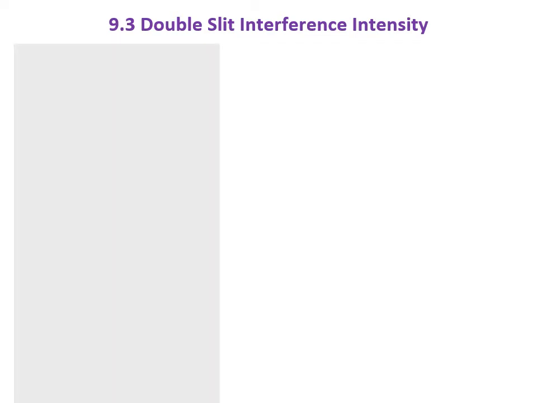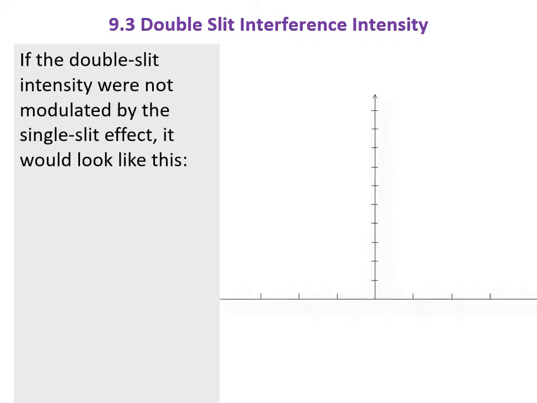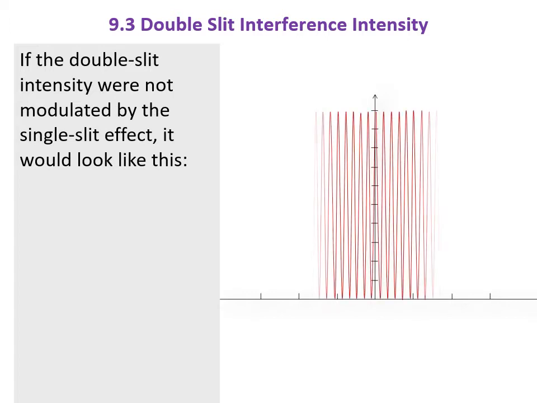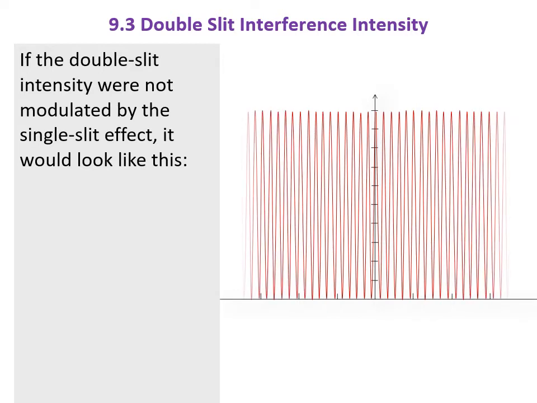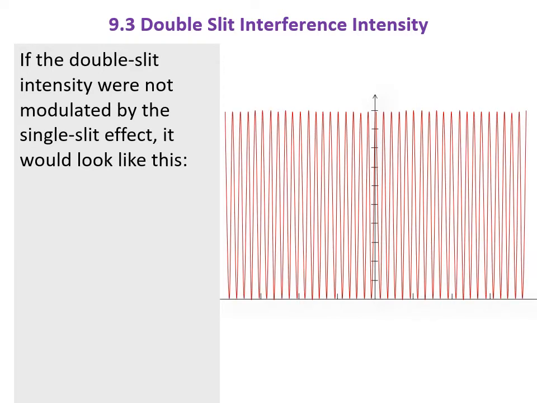So what do I mean by the single slit envelope? Well, if the double slit intensity were not modulated by the single slit effect, this is how the double slit intensity pattern would look. You would just have a series of all of these peaks. They would all have the same intensity no matter what the n value was, no matter what maximum you're talking about. This is what a two-source interference pattern looks like.